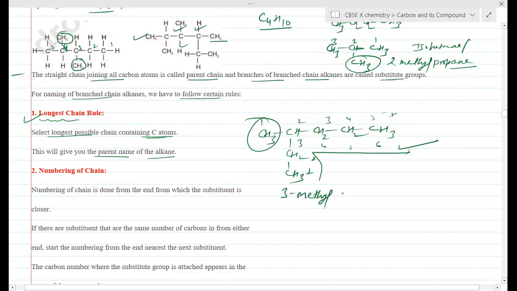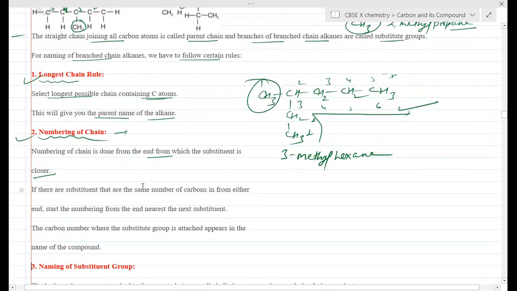All are single bonds, and 6 carbons means hexane. Second is numbering of the chain. Numbering of the chain is done from the end from which the substituent is closer. So you can number here 1, 2, 3, 4, 5, 6, and we get 3 methyl. But if you number from the other side, 1, 2, 3, 4, 5, 6, we get 4 methyl. So we should name it 3 methyl only, because numbering of the chain is done from the end from which the substituent is closer.